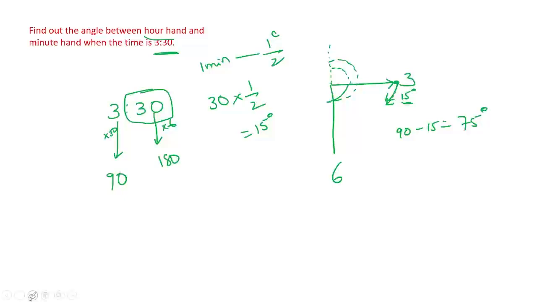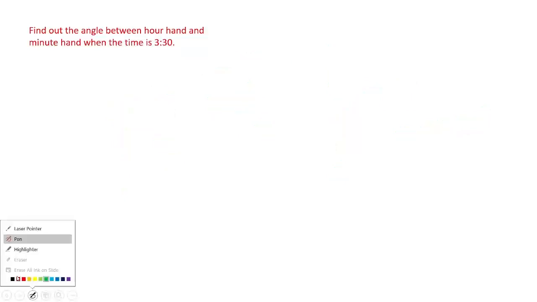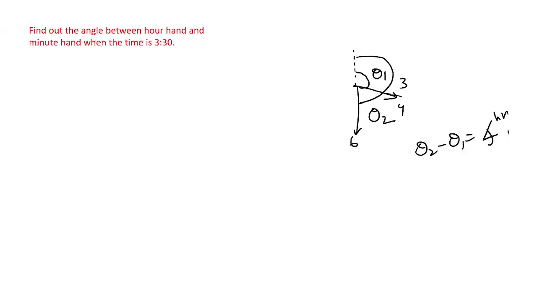So 90 minus 15, it is going to be 75 degrees, which is your final answer. I will repeat in simple terms. You have to solve the problem like this. First of all, we know that this is the hour hand and this is the minute hand. Take 12 as the reference point. From this, find out the angle made by the hour hand. From here, find out the angle made by the minute hand. Subtract one from the other, and you will get the angle between the hour hand and minute hand.